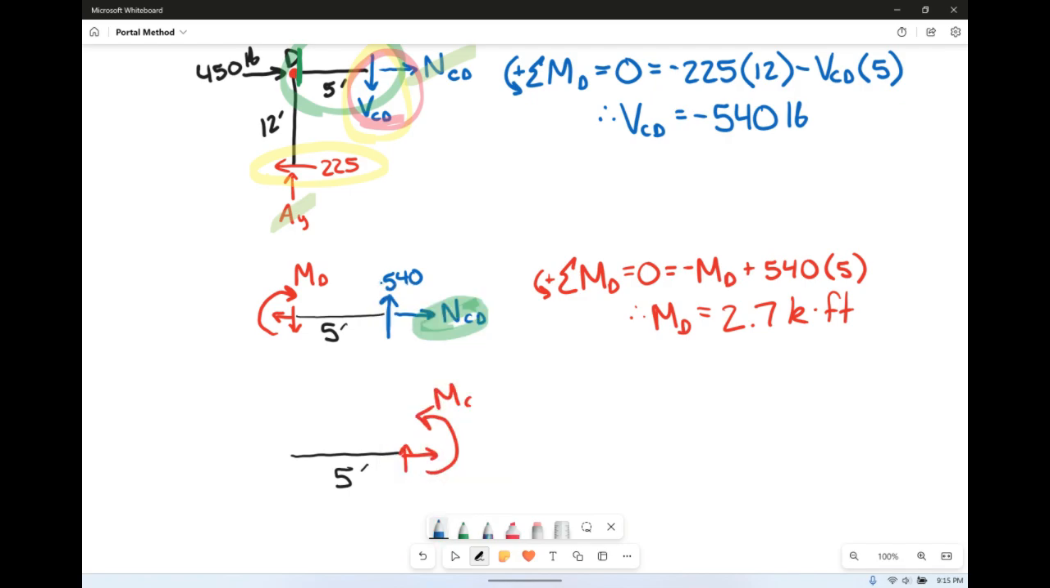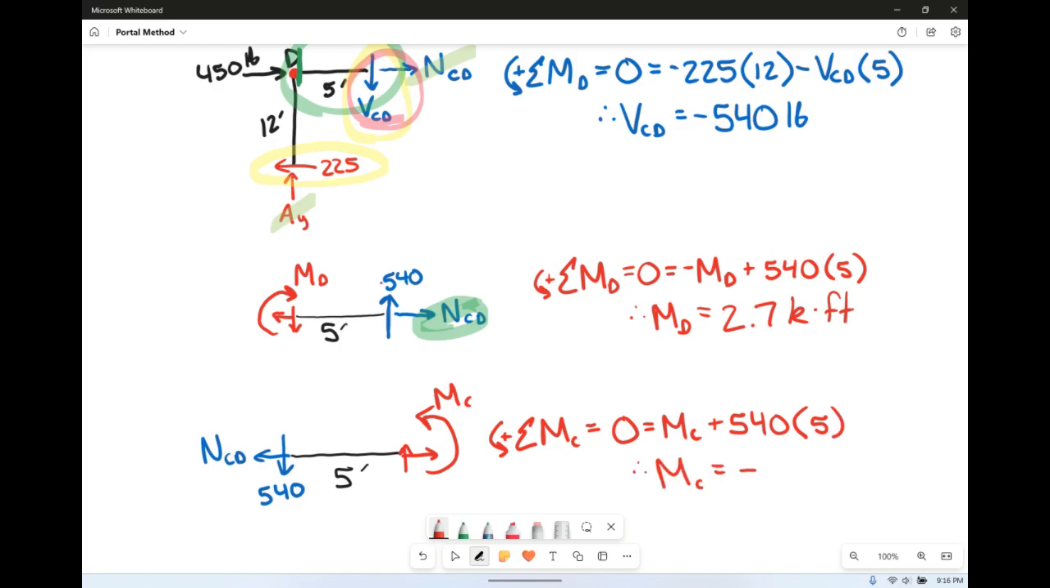And of course, remember, if it's going up on the left side, it's got to be going down. So this is down 540. And if it's going to the right, it's got to be going to the left. So this is normal CD. So again, all we got to do is sum the moments about C, set it equal to 0. We got moment at C is actually going positive, and so is the 540. So plus 540 times 5, so we get that moment at C is equal to negative 2.7 kip feet.